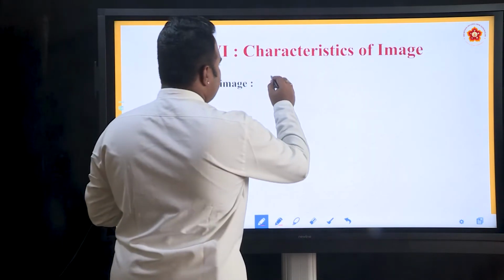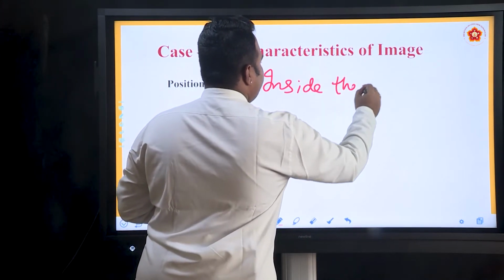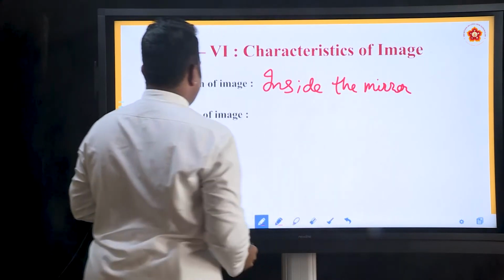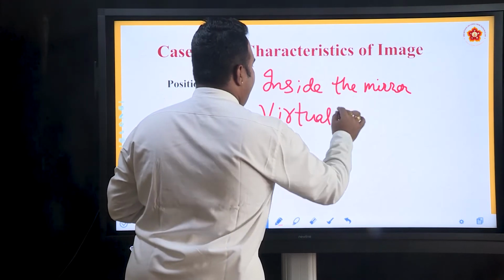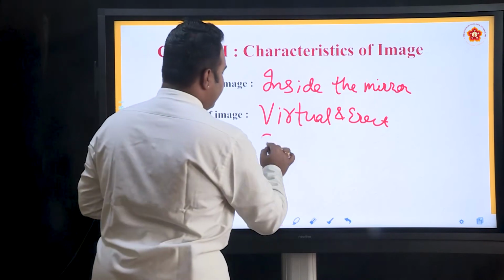Position of the image: inside the mirror. Nature of the image: virtual and erect. Size of the image: enlarged.